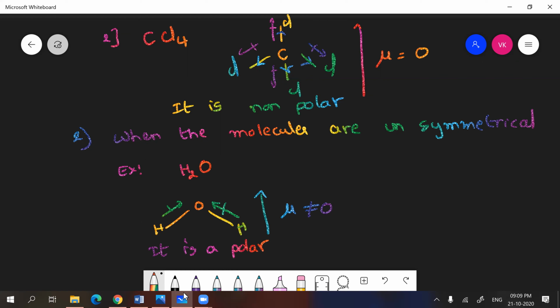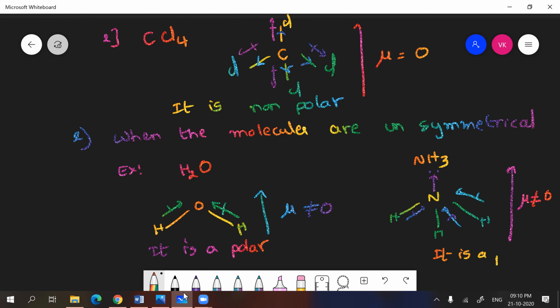And the second example, we take ammonia, where nitrogen is the electronegative element. So the dipole moment direction will be towards nitrogen. And it also has a lone pair. So the net dipole moment value will not equal 0. That means again it is a polar molecule.